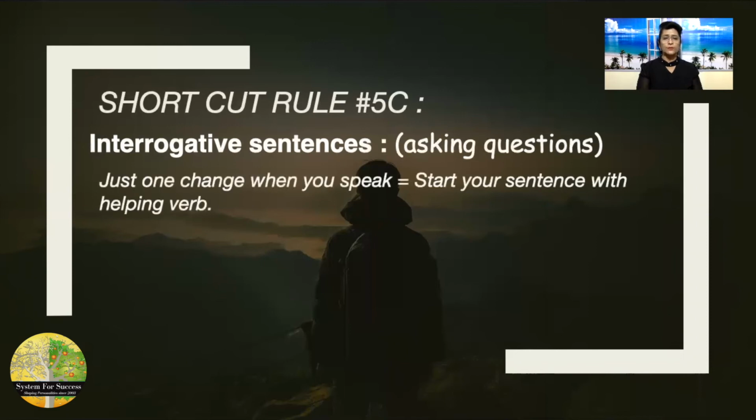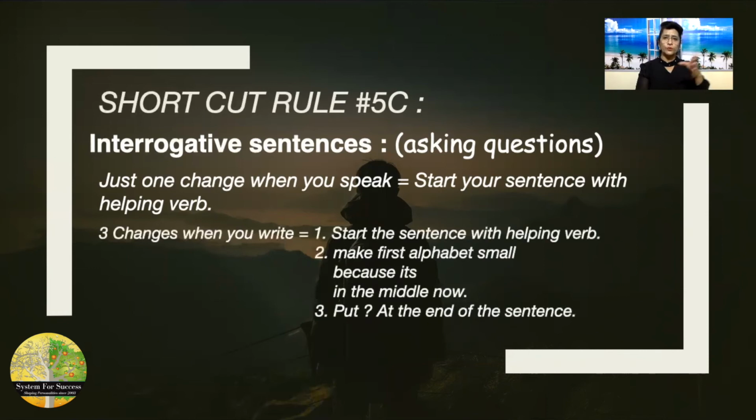Continuing the same rule, when you speak or when you share your ideas, then there is only one change, and the only one change is कि आपने helping verb को beginning में shift कर देना. But if you are writing the sentence, then there will be three small changes. Number one, start the sentence with the helping verb. This is number one.